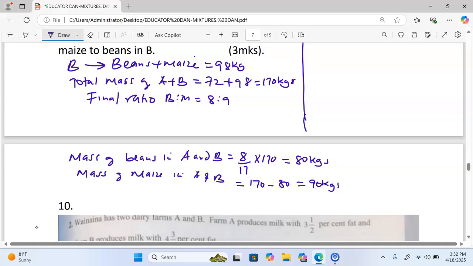Once we have done that, we can now proceed and get the mass of beans in B. Mass of beans in B will be equal to, remember the mass of beans from A will be 27, and in this case we are going to take 80 minus 27, which will give us 53 kgs.